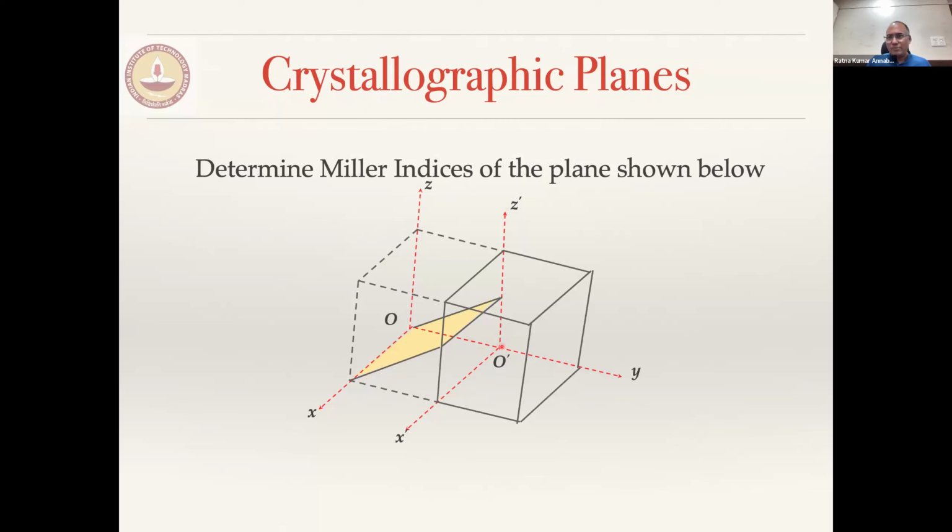Now what do I need to do? Next step, I need to identify the intercepts. Is this plane intersecting the x-axis? This was the original x-axis, but this is the moved x-axis because the plane should not pass through origin. Is this plane anywhere cutting the x-axis? No, it is parallel. So the x-intercept is infinity. What is the y-intercept? Where is it intersecting the y-axis? Minus b. So can I say minus 1?